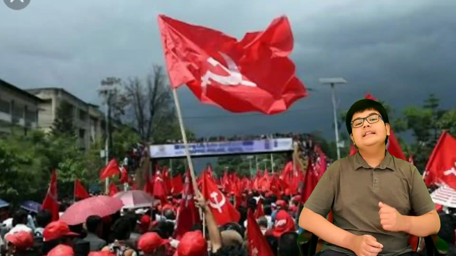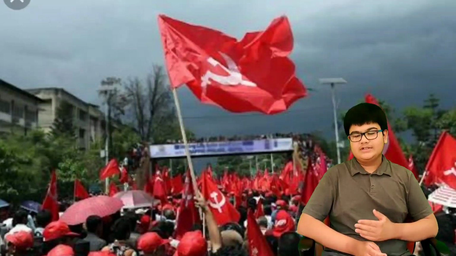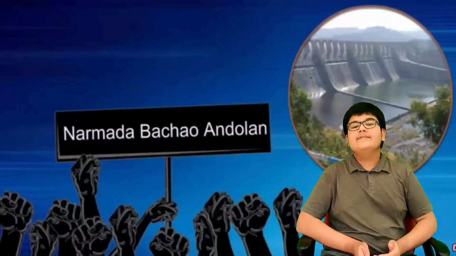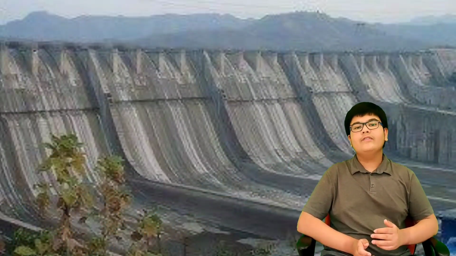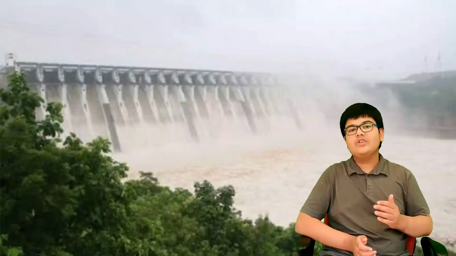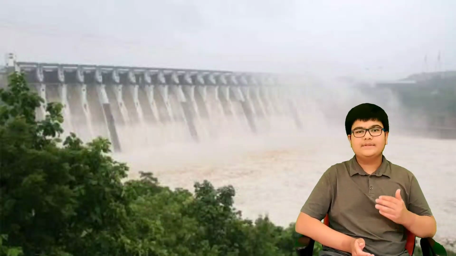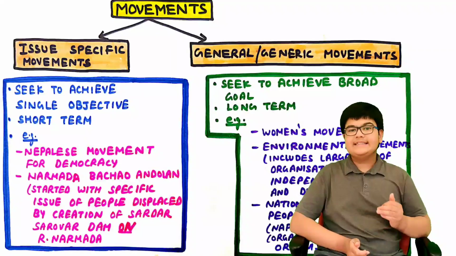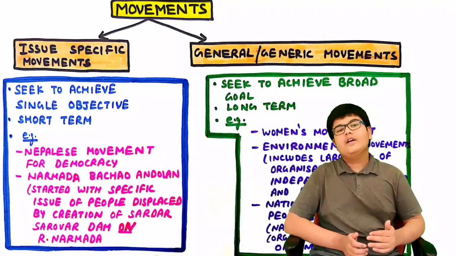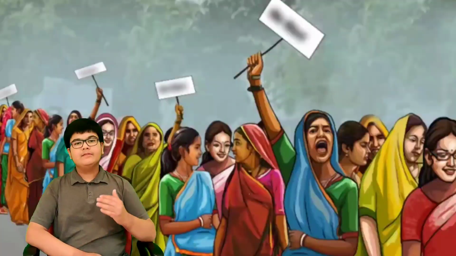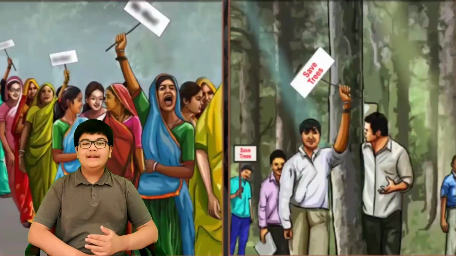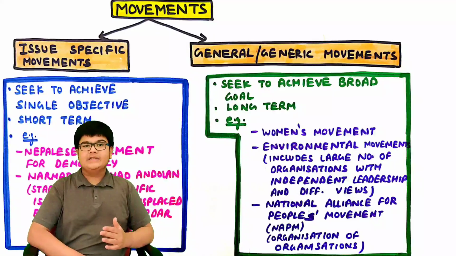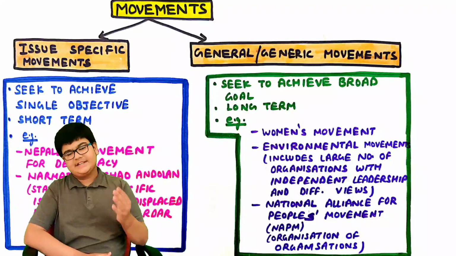For example, the Nepalese movement for democracy in 2006, which we studied in the first video, and second, the Narmada Bachao Andolan, which was started with a specific issue of the people displaced by the creation of Sardar Sarovar Dam on the Narmada River. Second, general or generic movements. They seek to achieve a broad goal and they are long term. For example, the women's movement, the environmental movement, which includes a large number of organizations with independent leadership and different views. Thus, it is classified as a general movement.